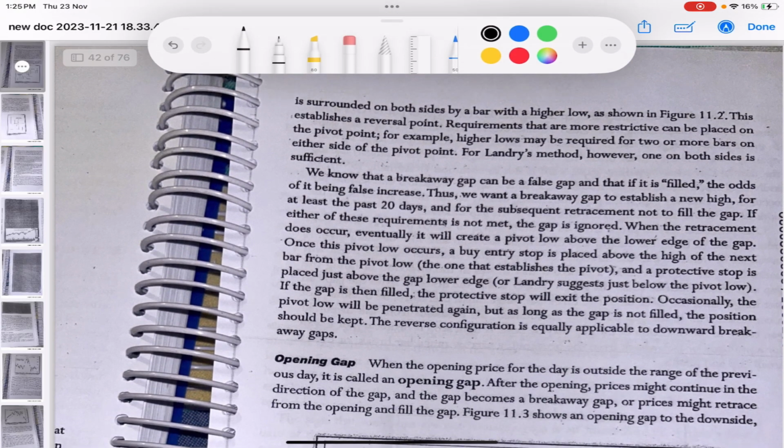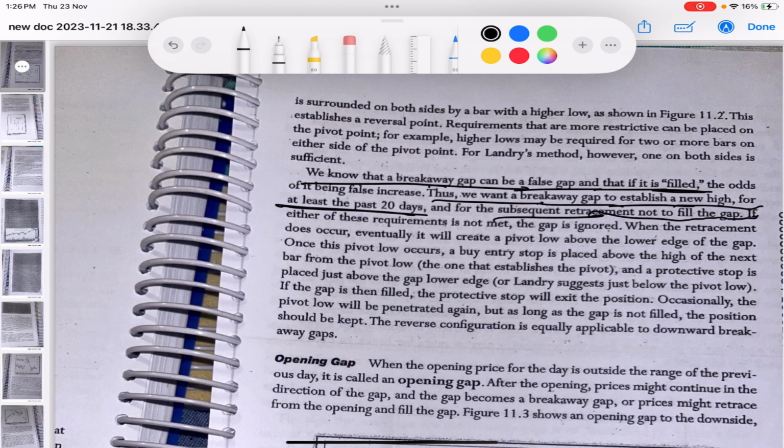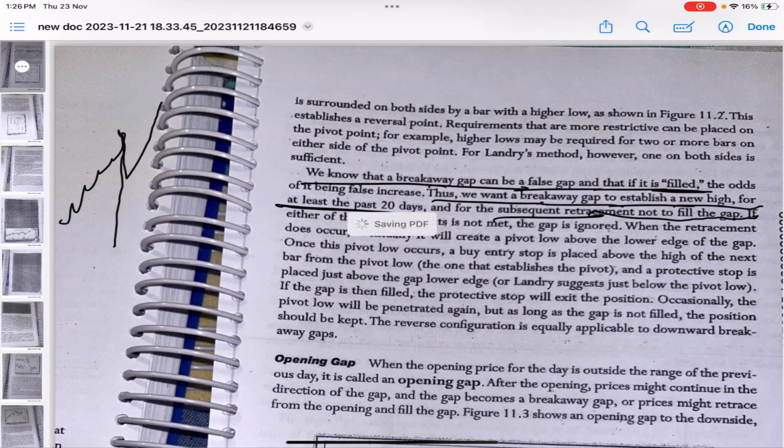All right, anyway, we know that the breakaway gap can be a false gap and it is filled, so that's what I just explained to you. And thus we want a breakaway gap to establish a new high for at least the past 20 days and for the subsequent retracement to not fill the gap. Sometimes the gaps are filled, right? When they are filled, they are not known as breakaway gaps. Breakaway gaps are only when they are not filled in nature. And sometimes you obviously know that every healthy trend must have a retracement. So if the stock is going up, it might retrace and it might go up again, but the retracement should never be into the gaps ever.